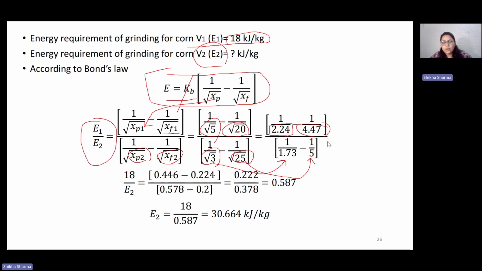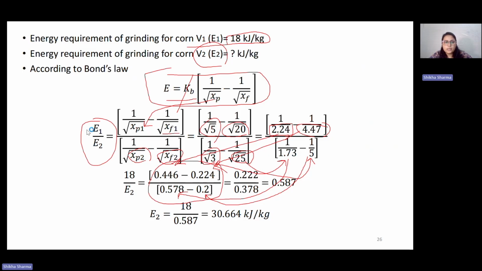Further solving, 1 upon 2.24 would be 0.446, minus 1 upon 4.47. So 1 upon 4.47 would be 0.224, divided by 1 upon 1.73. So 1 upon 1.73 would be 0.578, minus 1 upon 5. So 1 upon 5 would be 0.2. So we can get this.